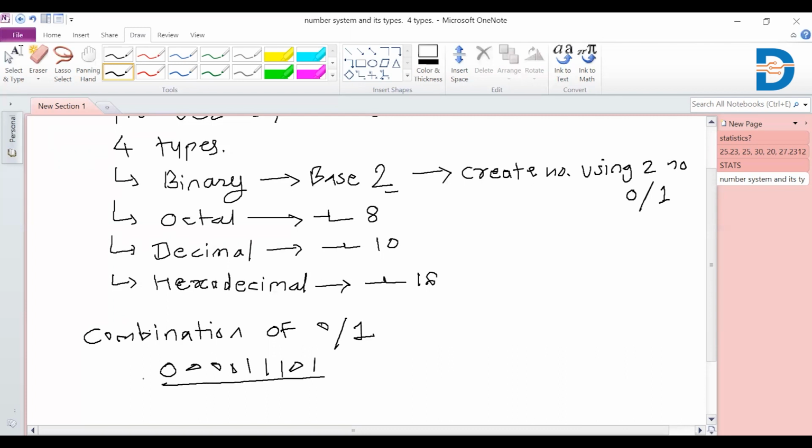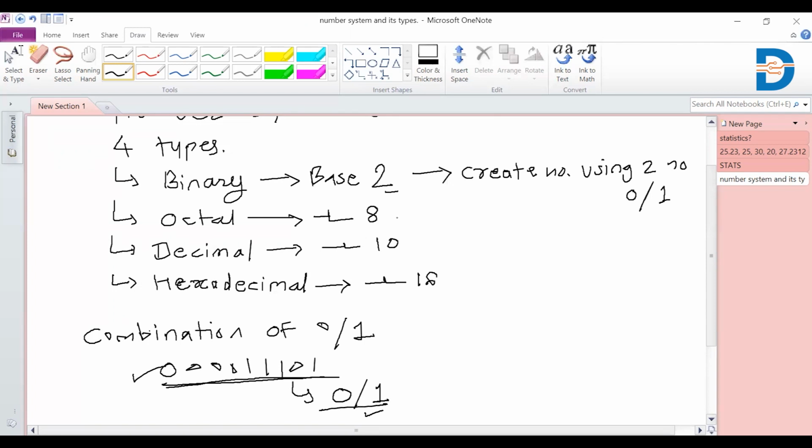Now, if I want to check the number, how can I say that the number is a binary number? Just because this number is created by using two digits only. First one is 0 and second one is 1. By using these two numbers, my number is generated. So I can say that the number is a binary number.